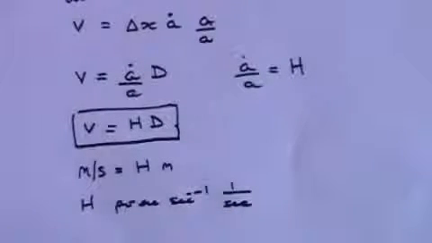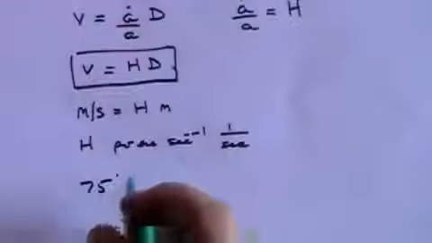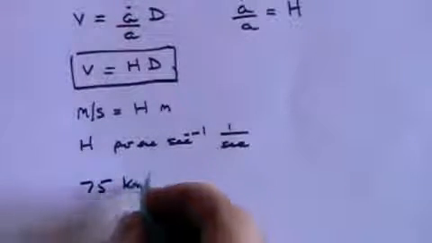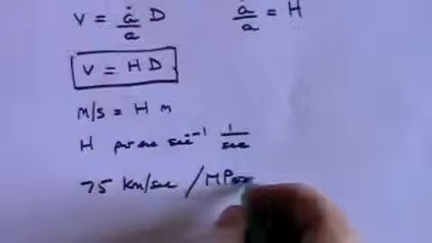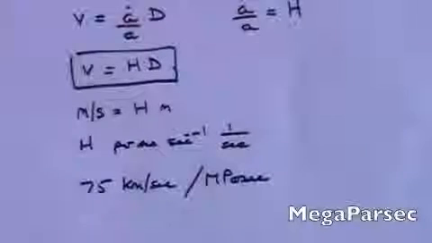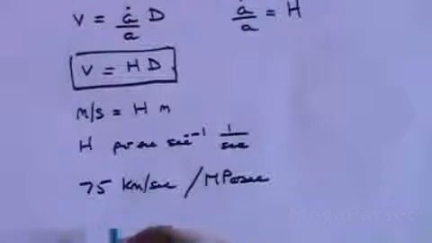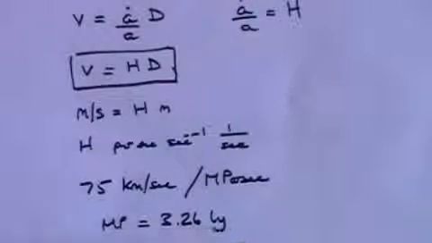But in fact, Hubble's constant is, these days, expressed in a rather peculiar way. It is currently thought to be of the order of 75 kilometers per second per megaparsec. A megaparsec is an astronomical unit. It is approximately 3.26 light years.